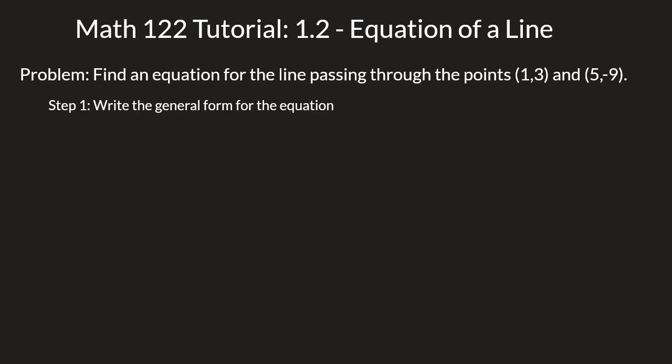So step 1, I recommend always just write the general form for the equation. Now, in this case, we know that we're looking for the equation of a line, and we know that the equation of a line always looks like y = mx + b, where m, recall, refers to the slope, and b refers to the y-intercept.